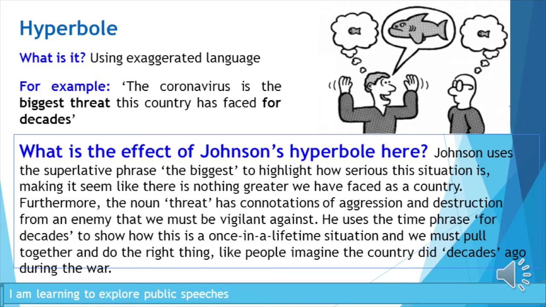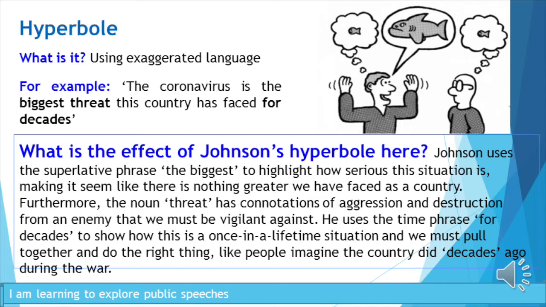Furthermore, the noun "threat" has connotations of aggression and destruction from an enemy that we must be vigilant against. So again, I've picked out a key word, I've mentioned what type of word it is, noun, and I've said what the effect is. Also remember, use big words and write a lot. Connotations, aggression, destruction, vigilance. The examiner's thinking you're a bright, intelligent person when he's hearing things like that.